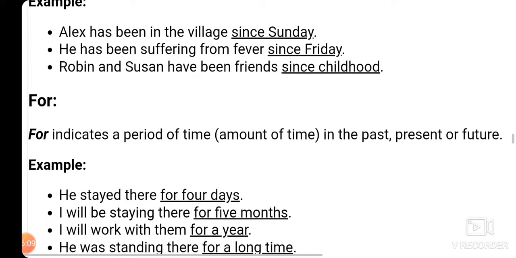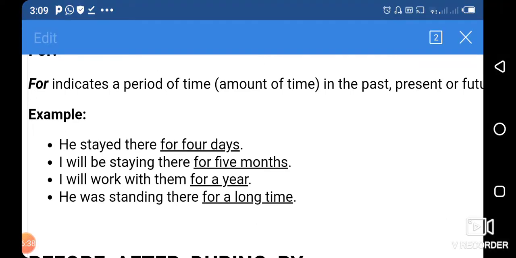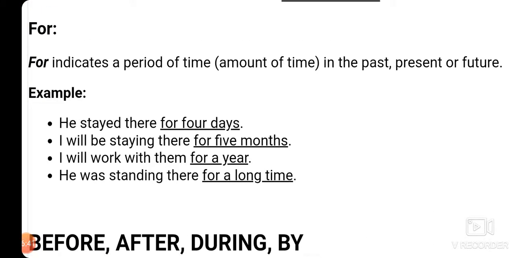Well, now for is used to indicate a period of time or amount of time in the past, present, or future. We use since when we talk about the beginning point, but we use for when we talk about the whole duration from beginning till end. We understand how much time any activity lasted or continued. For example, in this sentence, he stayed there for 4 days. Now we can know from reading this sentence for how many days he stayed: for 4 days. So the whole duration is given in this sentence.